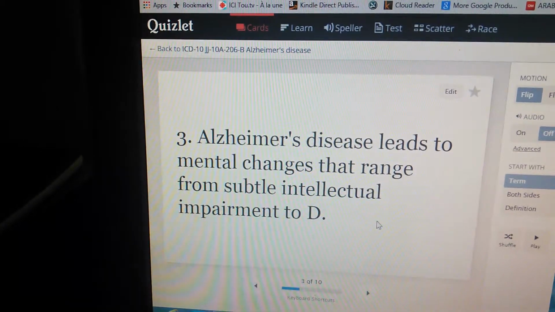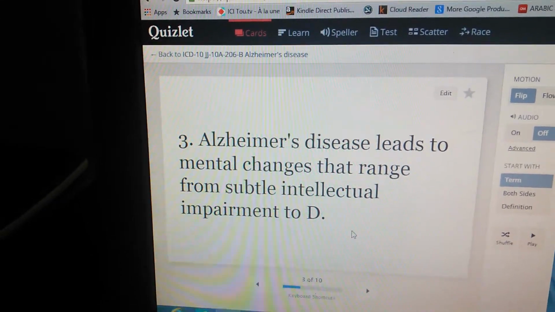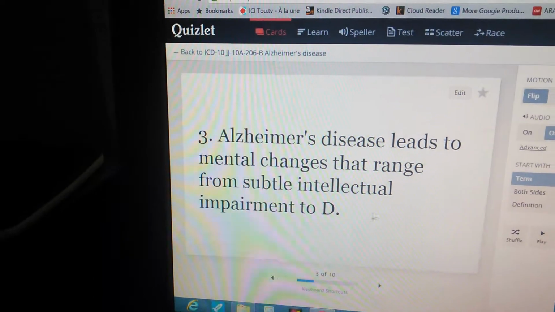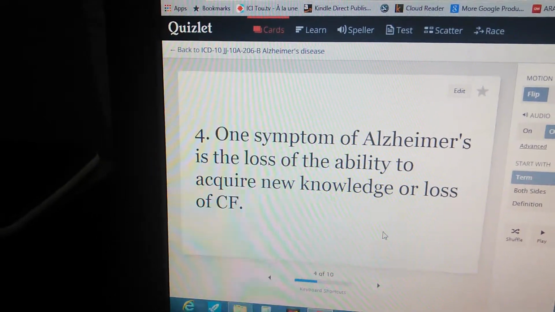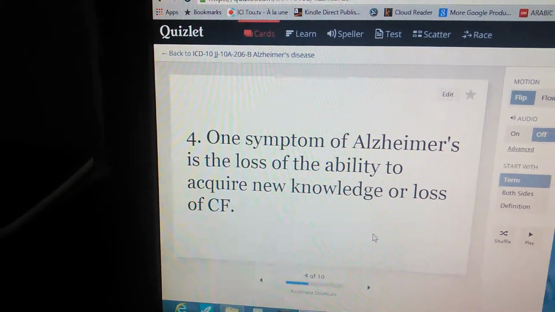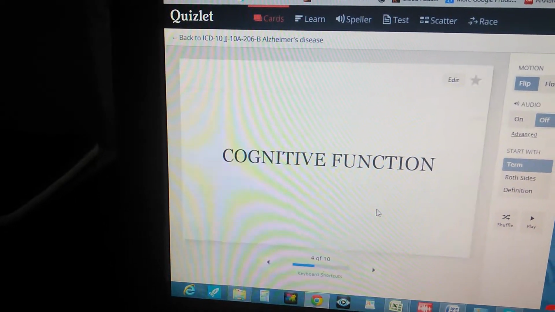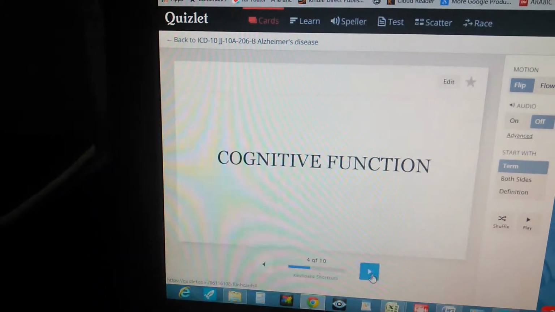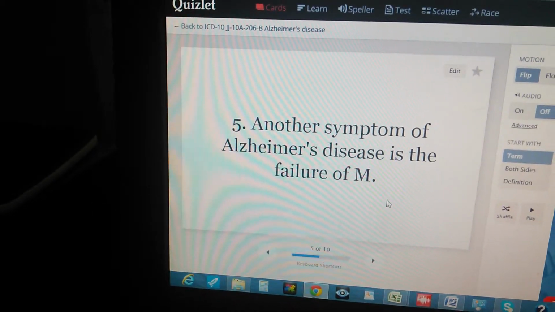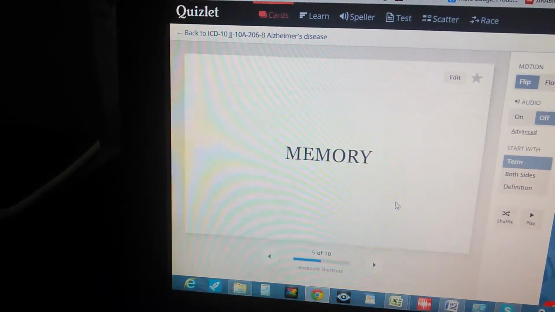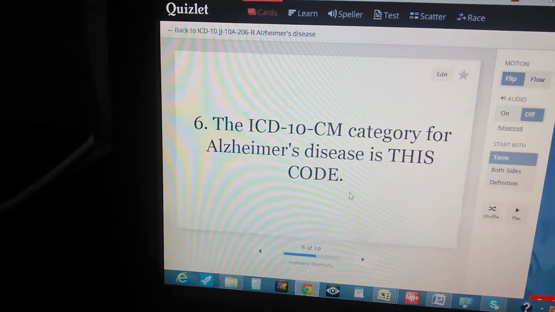3. Alzheimer's disease leads to mental changes that range from subtle intellectual impairment to D. Dementia. 4. One symptom of Alzheimer's is the loss of the ability to acquire new knowledge, or loss of CF. Cognitive function. Okay. Another symptom of Alzheimer's disease is the failure of M. Memory. Okay, now we're going to switch, and I'm going to read the answers, and Stephanie will read the questions.